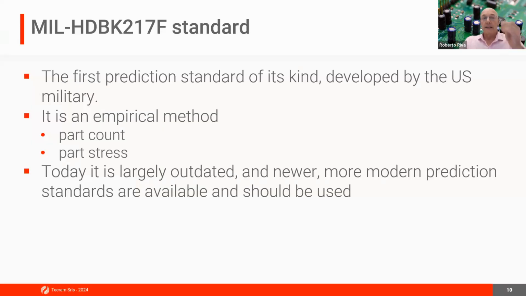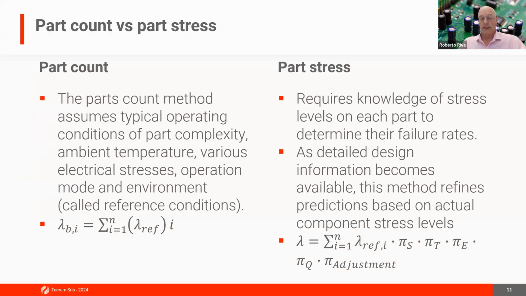So we'll do a round on the 3 standards, just to have an idea, before we show what we obtained from the analysis of these 3 standards. The first standard is MIL-217, the first prediction standard of its kind developed by the US military, and it is an empirical method. It's got 2 methods of analysis, part count and part stress. It was developed a long time ago, and obviously today is largely outdated. If possible, a new modern prediction standard should be used to obtain more accurate results.